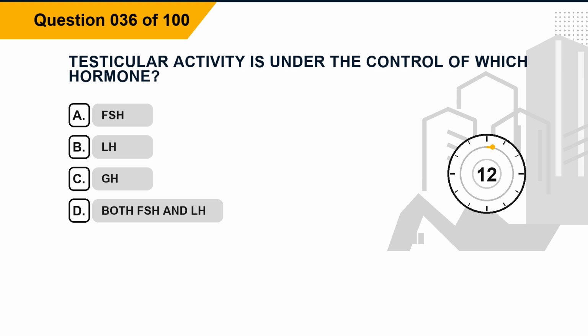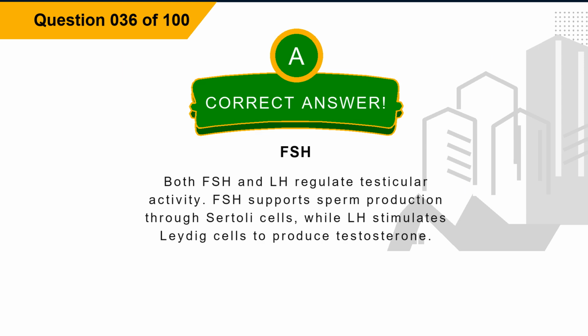Question 36. Testicular activity is under the control of which hormone? Option A. FSH. Option B. LH. Option C. GH. Option D. Both FSH and LH. The correct answer is option A. FSH. Explanation. Both FSH and LH regulate testicular activity. FSH supports sperm production through Sertoli cells, while LH stimulates Leydig cells to produce testosterone.